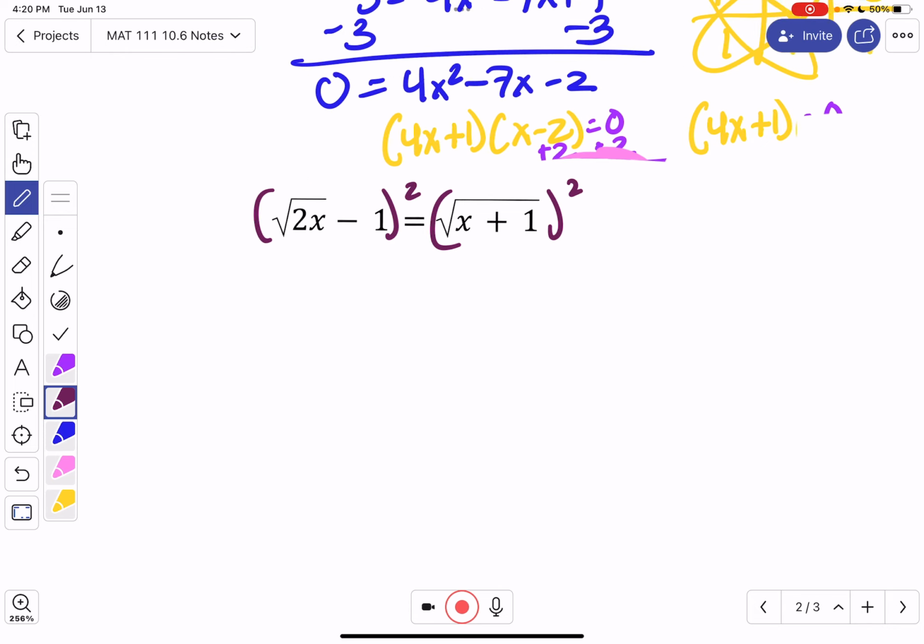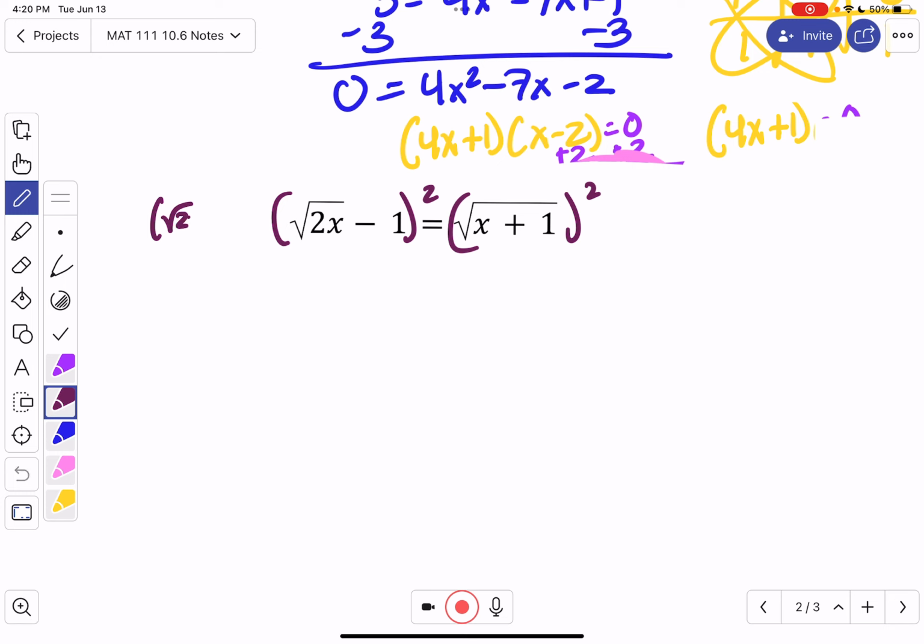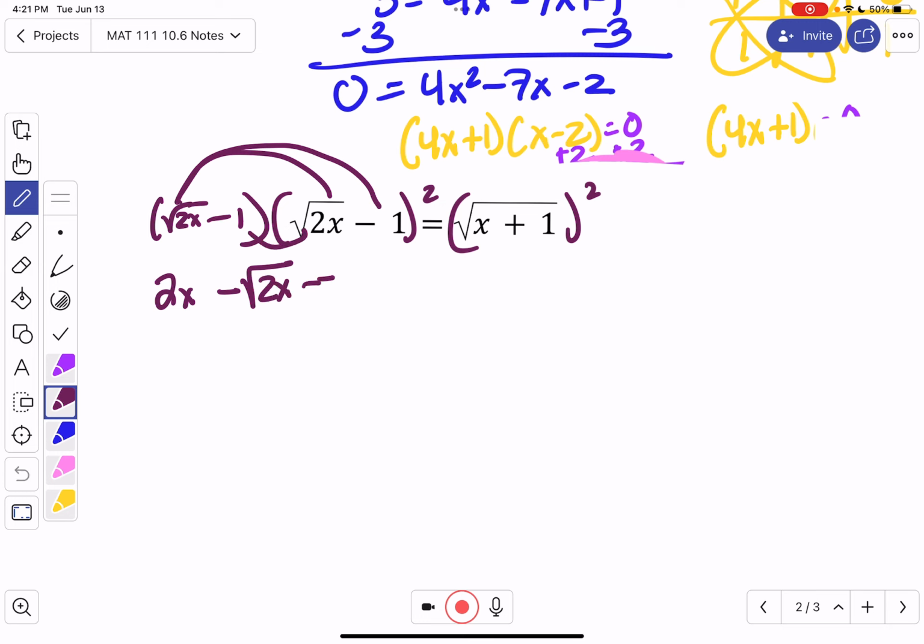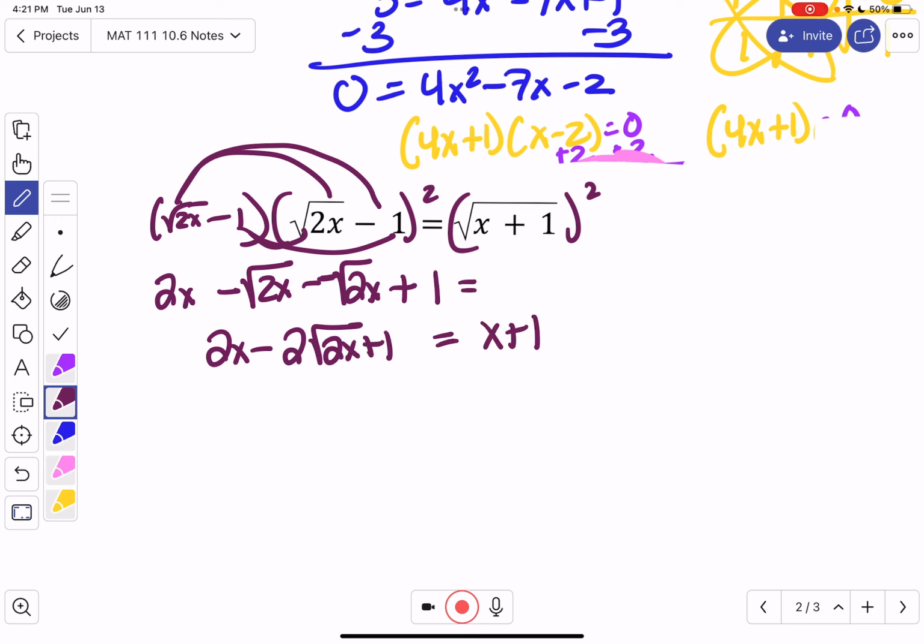So on this left-hand side, we're actually going to FOIL with a radical. So when we multiply those together, the radical cancels. Multiply by negative 1, so it's negative radical x. Same thing here, negative radical 2x. And then negative 1 times negative 1 is 1. Combine like terms, we just have 2 of those radicals. And on the right-hand side, it just cancels because there's only the 1 radical.